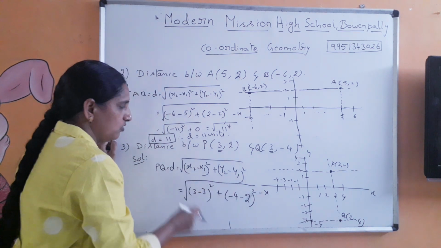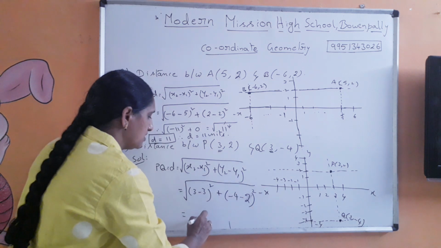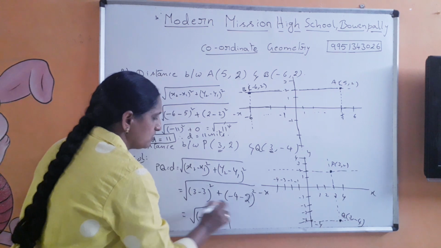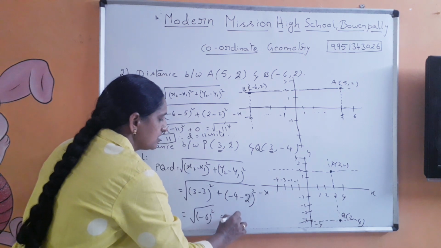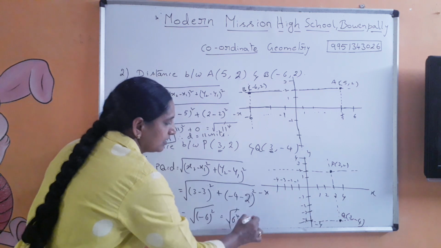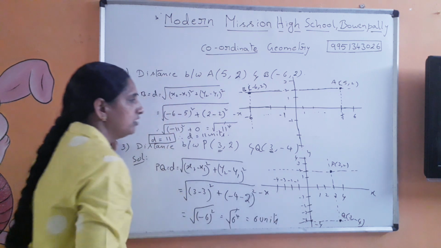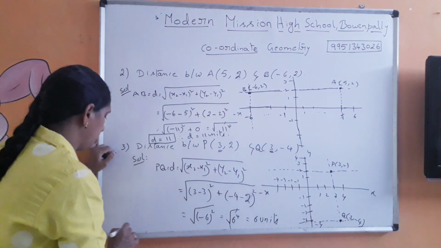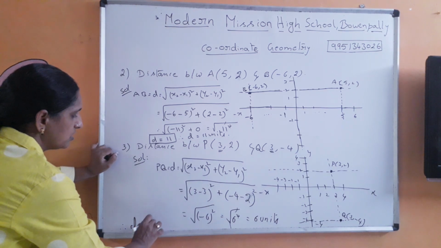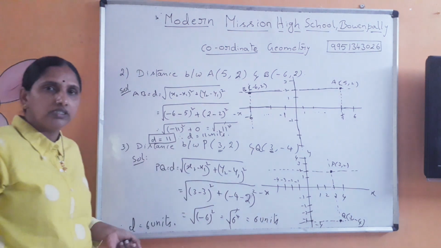3 minus 3 is 0. Now don't think about this one. And minus 4 minus 2 is minus 6. Minus 6 whole square under root. Minus whole square is plus. So therefore 6 square under root, root and square will get cancelled and you are left with 6 units. How do you conclude? Therefore D is equal to, I am giving the conclusion here because I don't have place there, D is equal to 6 units.